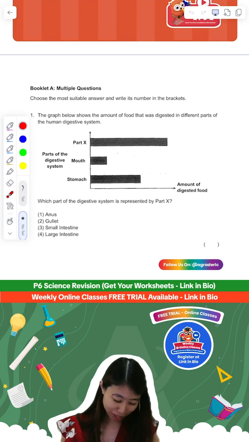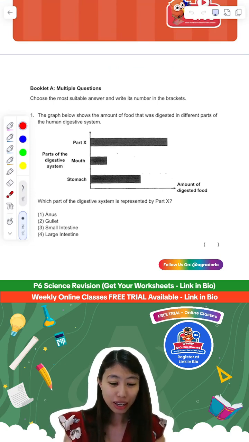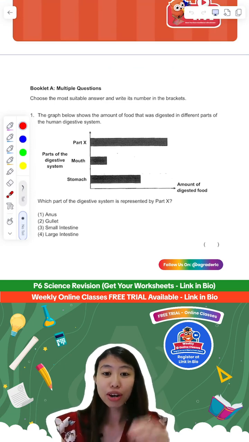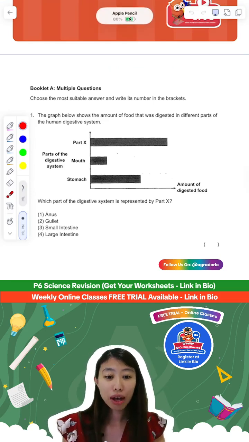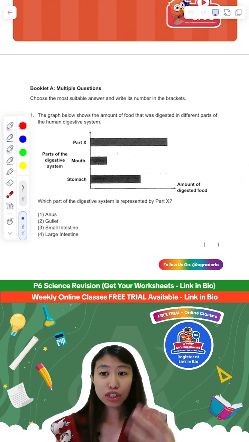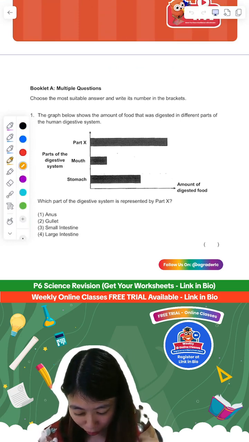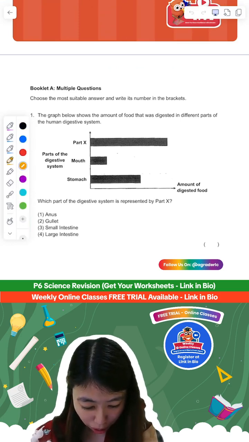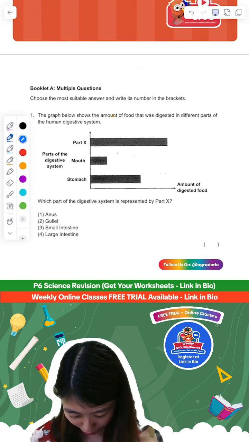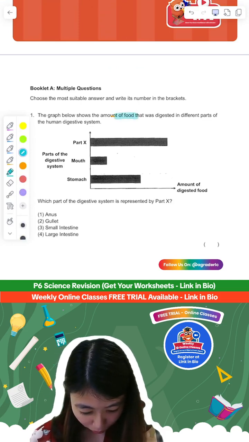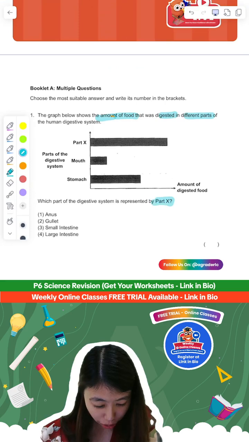Yes. Those of you sending your answers, you're correct, but you all must remember your science concepts, okay? So which part? Oh, memory is very good. So yes, remember that your mouth, your small intestine, and your stomach help to digest food. Okay, so with this understanding, let's highlight the key thing first, okay? Firstly, the graph shows the amount of food that has been digested in different parts of the human digestive system, and I want to look at part X.